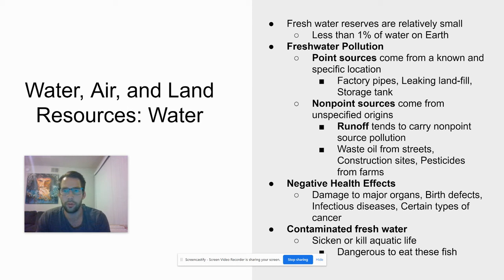Point source pollution is a form of pollution where we know where it's coming from. Maybe it's a factory pipe, a leaking landfill, storage tank. We can directly see the pollution coming through and we're able to identify the source.